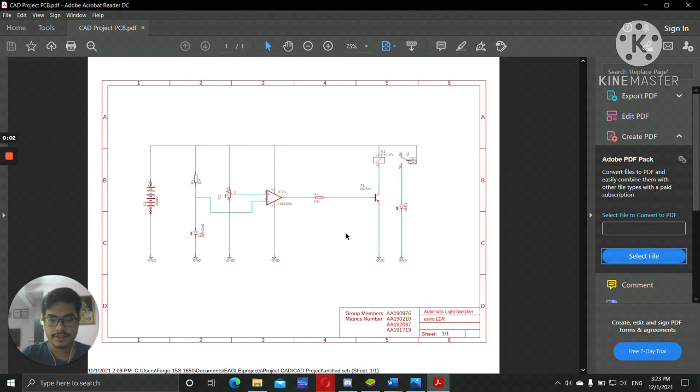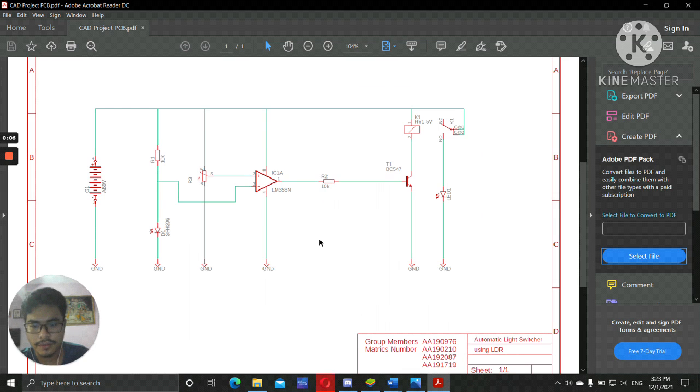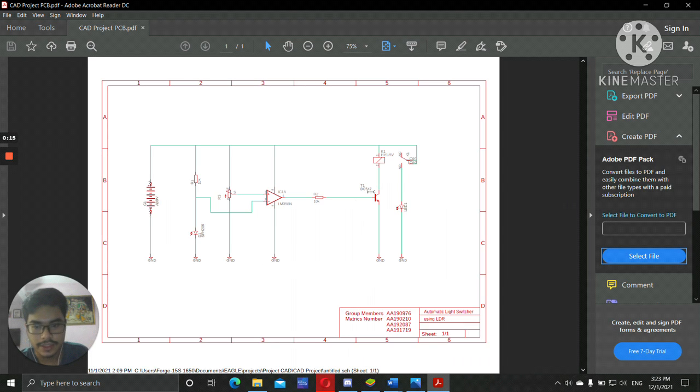So this is the PCB layout of our circuit. This is the PCB layout we have done for our automatic light switcher using LDR. As you can see here, there are 1, 2, 3, 4, 5, 6, 7, 8, 9 components involved in this circuit.